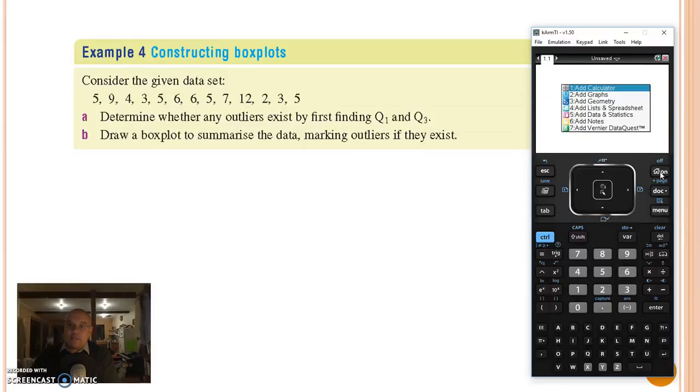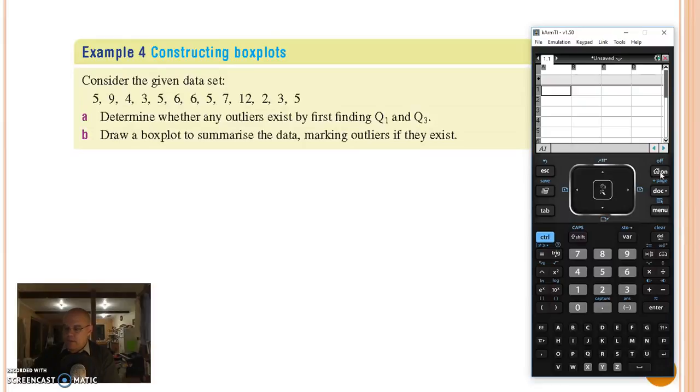4 for lists and spreadsheets in this example. Label your data column, and let's get those numbers in. Excuse the banging once again. That should be it. Yep. So there's our numbers in.